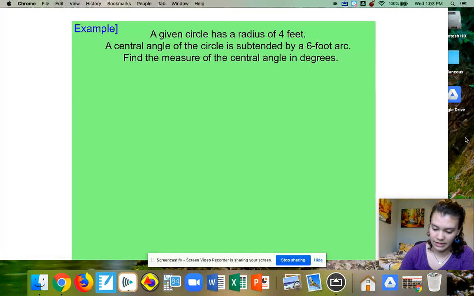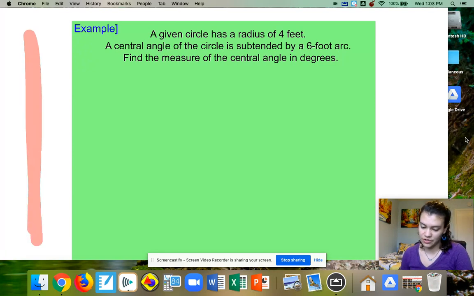And so here we can do an example. You're given a circle of radius 4. The central angle is subtended by a 6-foot arc. We want to figure out what's the angle measure. Here it does say we want to find our angle in degrees, so we need to use the degree formula.